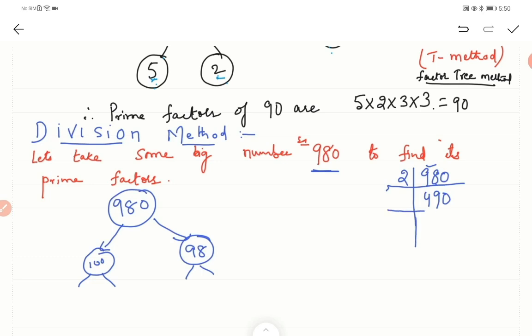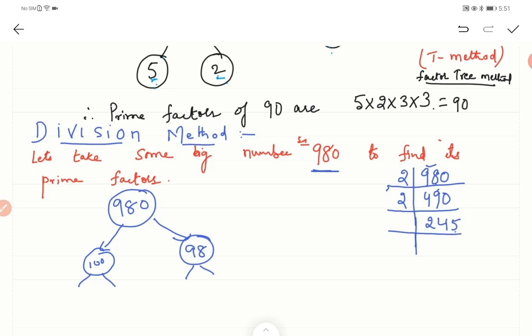Again go and divide. This will go by 2 only. So 2 twos are 4, 2 fours are 8, 2 fives are 10. Now 2 fours are 8 and 1 will remain here, so it will become 10. So 2 fives are 10. Now this number is not divisible. 245 is not divisible by 2.